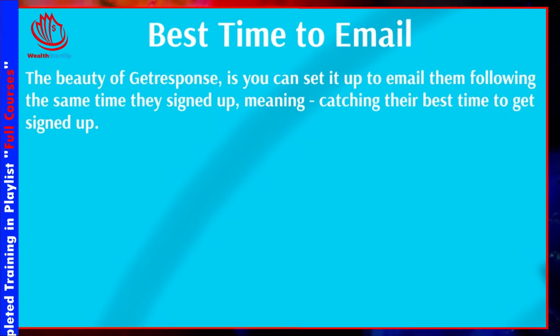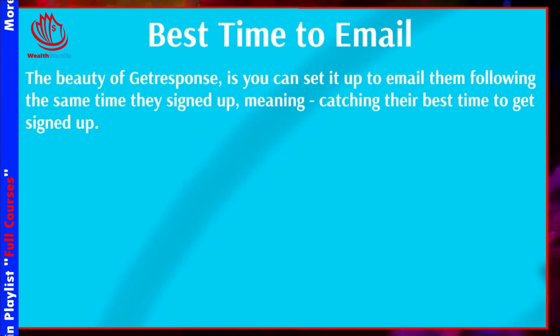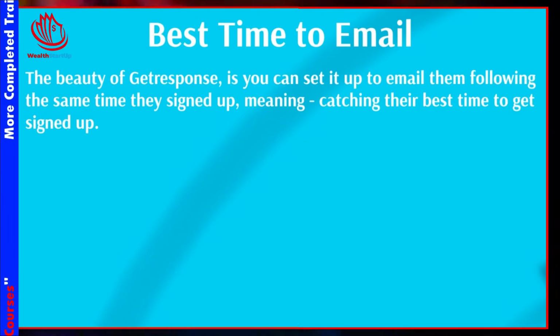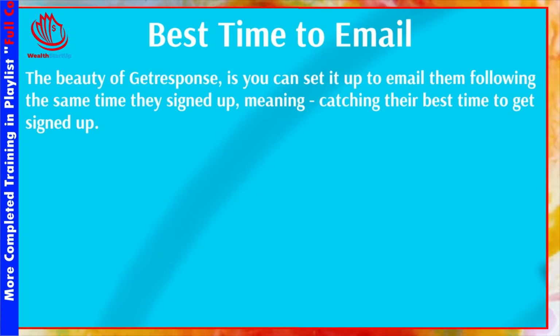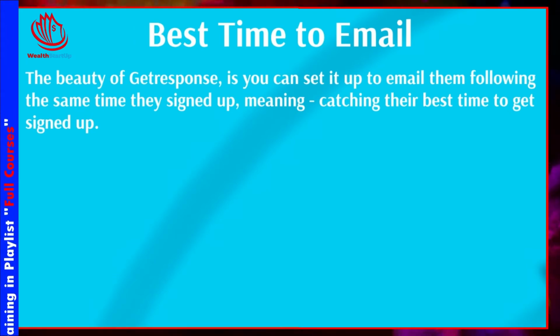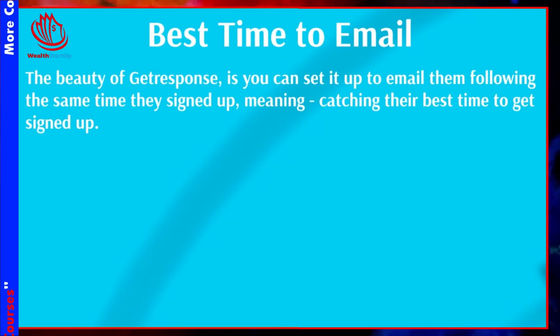Now, the beauty of Getresponse is that you can set it up to email them following the same time that they signed up, meaning you can catch them at the best time that they signed up. So let's say, for example, that one of your subscribers signed up on Wednesday at 3 p.m. What Getresponse will do is it'll actually detect that, and you could set that within your email autoresponder system and say, okay, email them every day at 3 p.m. or every week on Wednesday, 3 p.m. Now, you don't have to do that. You can actually set it up differently.